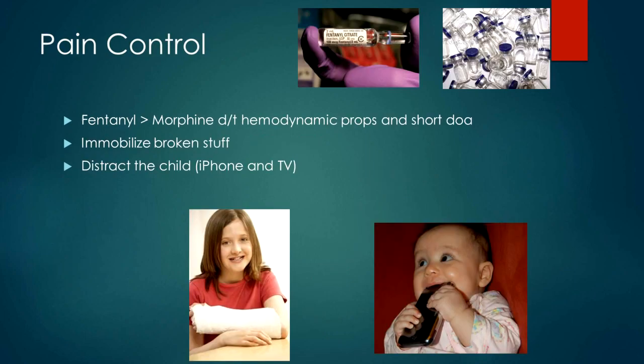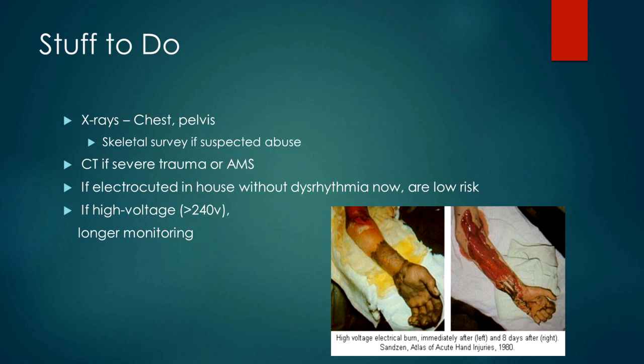Pain control. In pediatrics, fentanyl is better than morphine due to the hemodynamic properties and short duration of action. That's the same for adults as well. Fentanyl for trauma is better than morphine. Quickly immobilize the broken stuff on peds. That will make a huge difference on their pain levels and their outcomes. Distract the child. iPhone, TV, something to keep the child preoccupied with something else that's going on is perfectly appropriate.